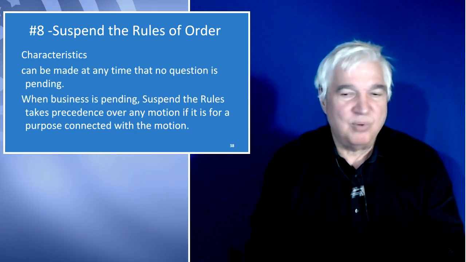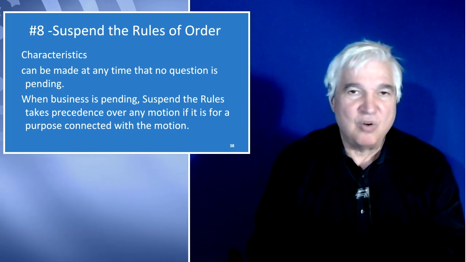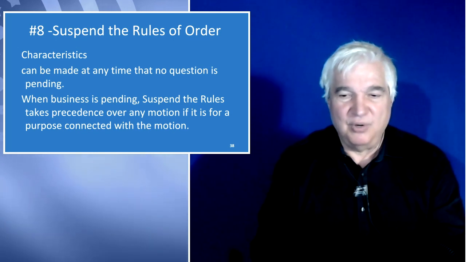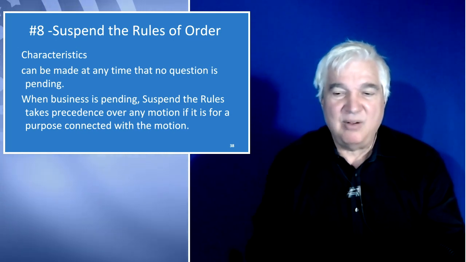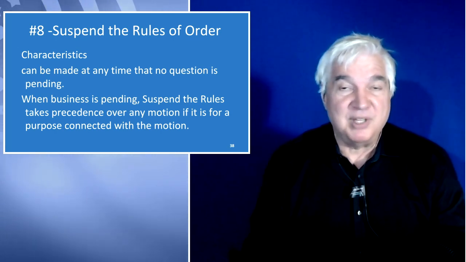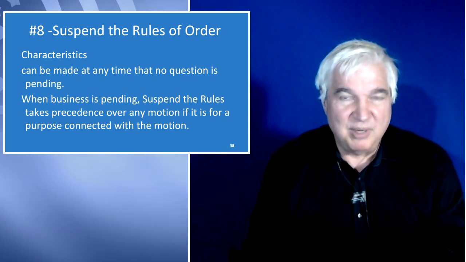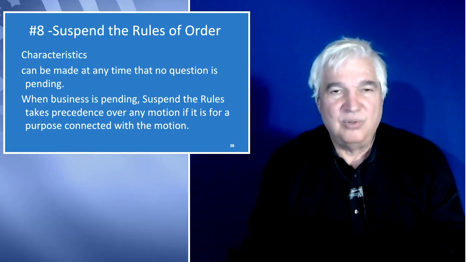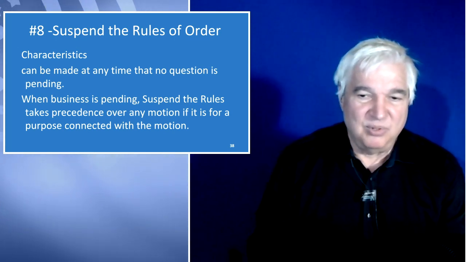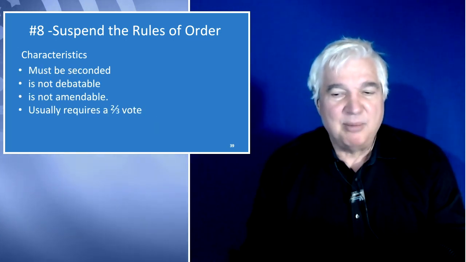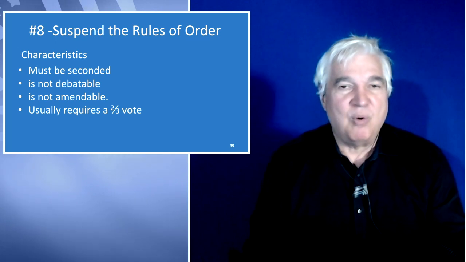The characteristics of this one: this can be made at any time that there's no question pending. So there's got to be some open space for you to do it. Or when business is pending, suspend the rules takes precedence over any motion if it is for a purpose connected with the motion. So if someone has moved something and it is not allowed under the rules, then that is when it's appropriate to say, I move to suspend the rules. It must be seconded, it is not debatable, it's not amendable, and it usually requires a 2/3 vote.